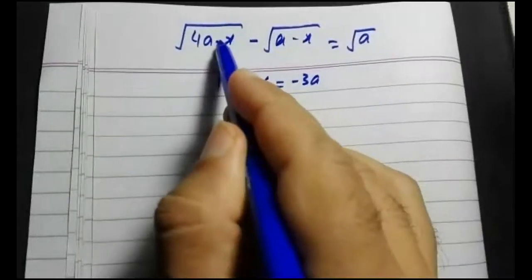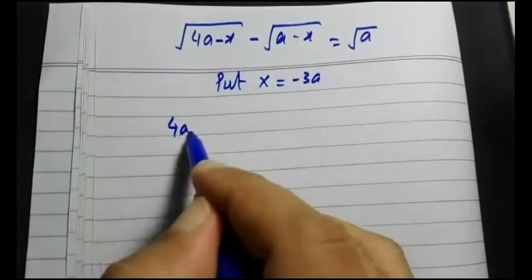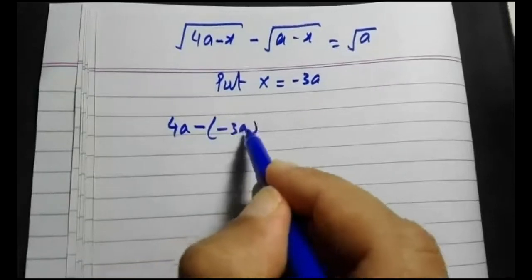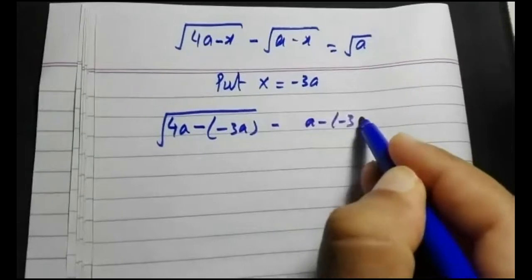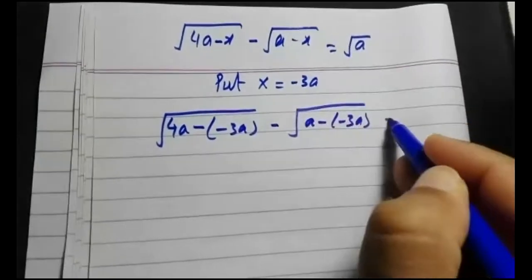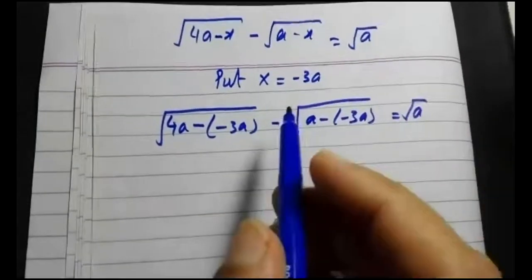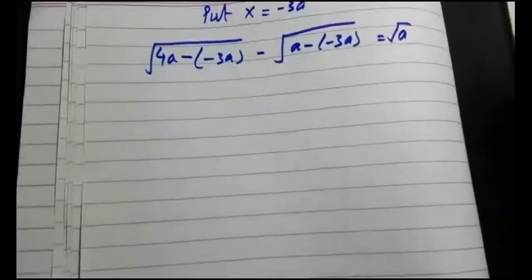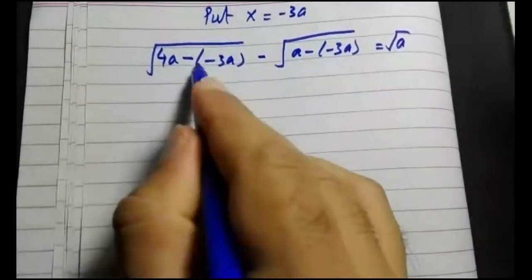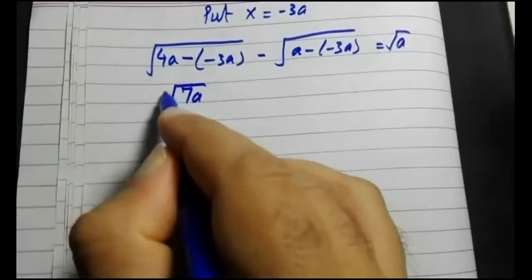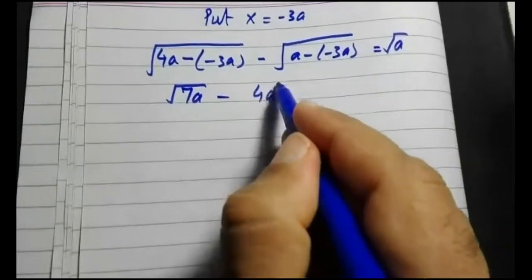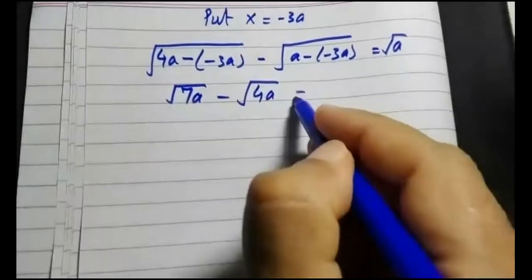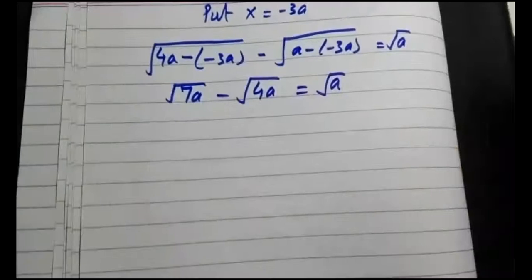This is 4a minus x. So once you put minus 3a, it will become like this one. And under root a will be on the left-hand side. So you will see 4a and minus 3, it will become 7a under root, minus, it will become 4a under root like this one, equals to under root a.